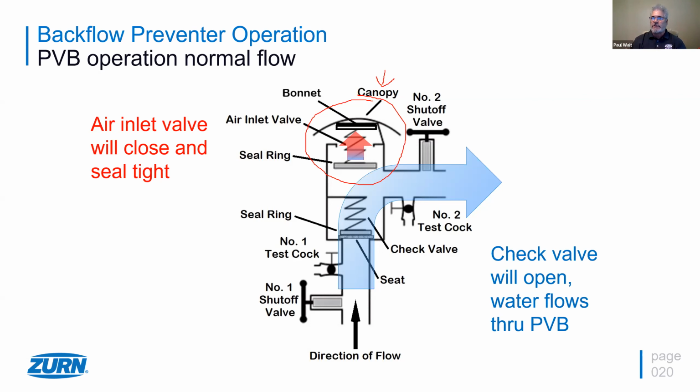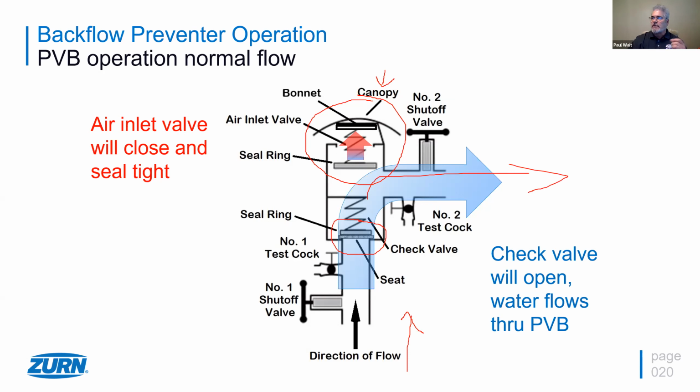Why back siphonage only? As water flows up into this valve, and this is a normal operation, this seat and this check valve is going to open up right here in the bottom. That's the single check. And the air inlet valve will close and seal tight up on the top here, and water will flow out through the outlet of the valve. Normal operation, not a problem.